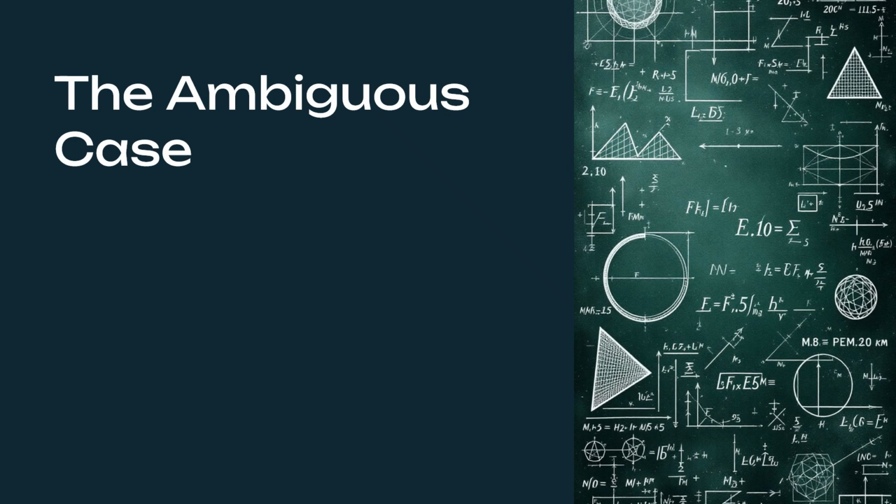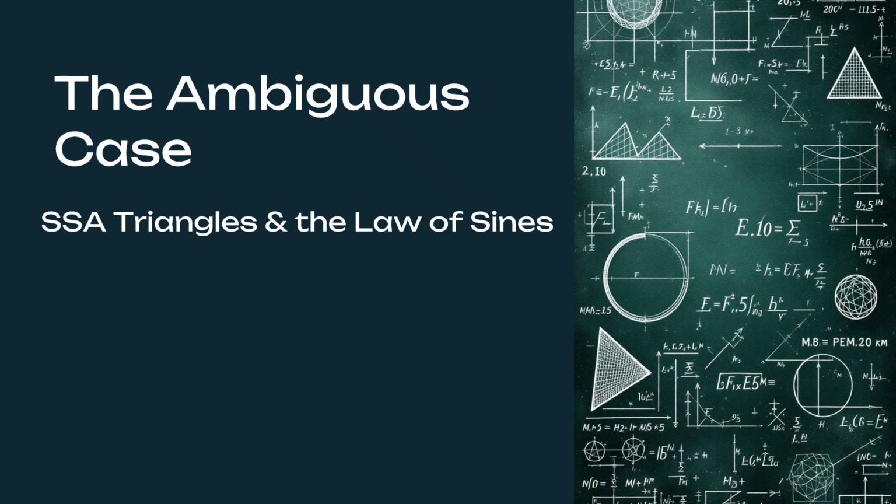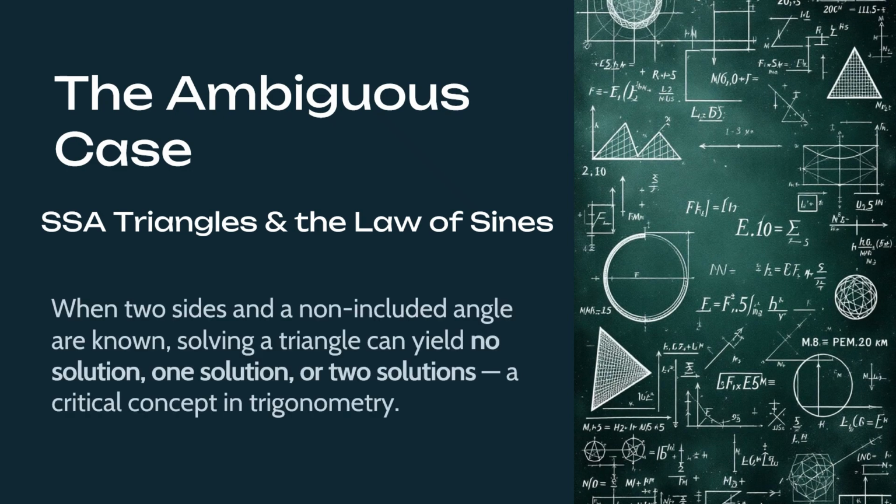Let us introduce the ambiguous case in side, angle, or SSA triangles using the law of sines. Here's the setup. When we know two sides and a non-included angle of a triangle, that's the SSA condition. Solving the triangle doesn't always give us a single answer. In fact, it can lead to three possibilities.